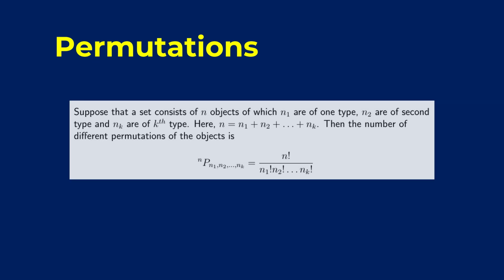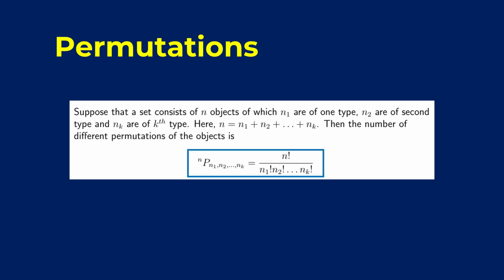Now suppose that a set consists of n objects of which n sub 1 are of one type, n sub 2 are of a second type, and n sub k are of the kth type. Here n is equal to the sum of n sub 1, n sub 2, and so on up to n sub k. Then the number of different permutations of the objects is given by this expression.